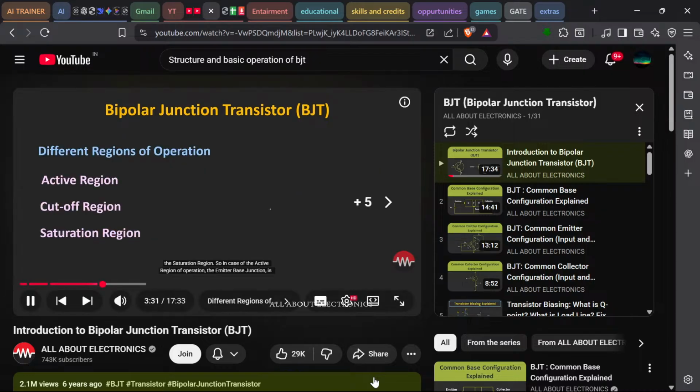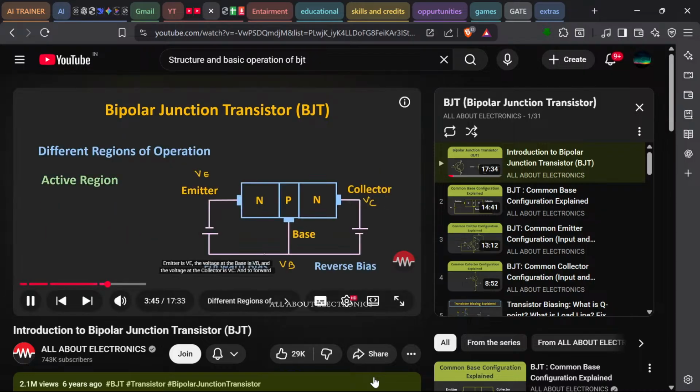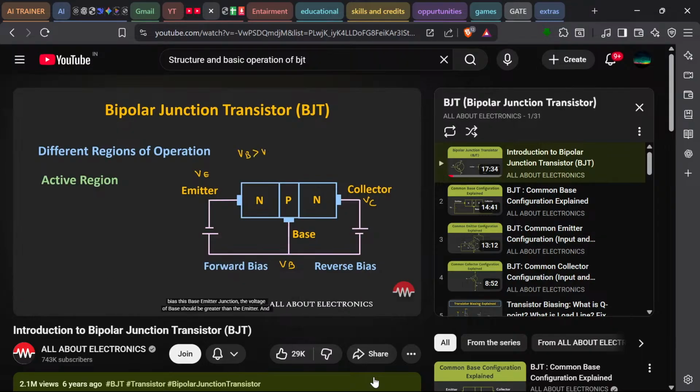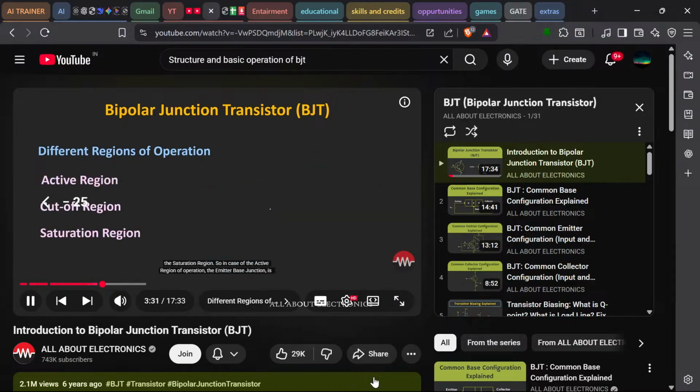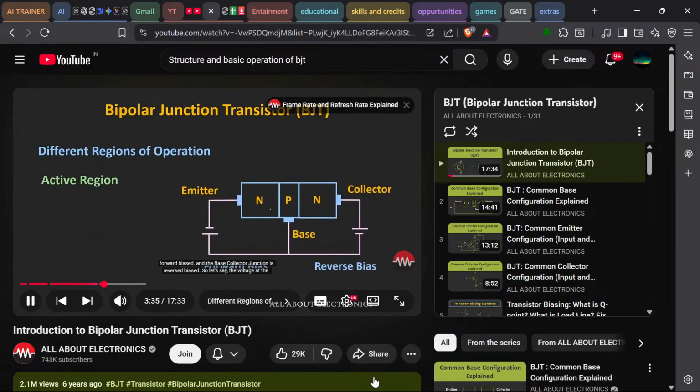Now depending on the region of operation, let's say the voltage at the emitter is VE, the voltage at the base is VB, and the voltage at the collector is VC. To forward bias the base emitter junction, the voltage of the base should be greater than the emitter. And similarly, to reverse bias the collector base junction, the voltage at the collector should be greater than the base. That means to operate the BJT in the active region, the collector voltage should be greater than the base voltage, and the base voltage should be greater than the emitter voltage. So once this condition is satisfied, the BJT will operate in the active region.